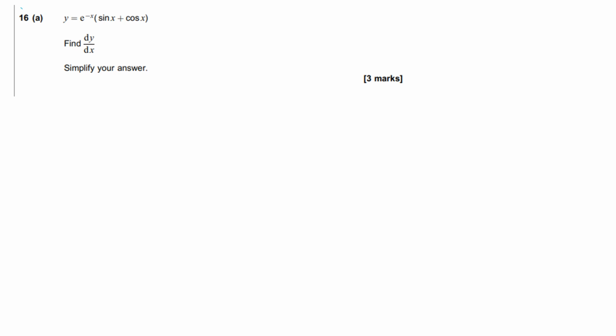I'm just going to go through question 16 from the AQA Maths A Level Paper 1, 2019. So here we've got this curve and we're trying to find dy by dx. We can see it's two terms being multiplied, so we're going to use the product rule.